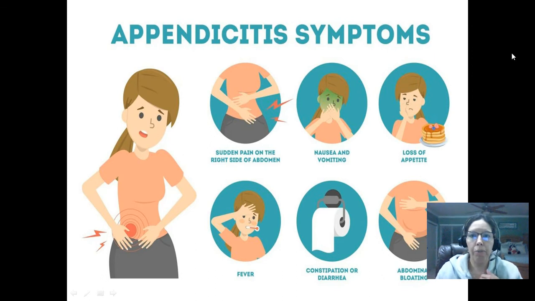In this picture, I've provided the most common symptoms of appendicitis, which include a sudden onset of abdominal pain, often radiating to the right lower quadrant. Nausea and vomiting might be present, loss of appetite, fever, constipation or diarrhea, and there may be abdominal bloating as well.